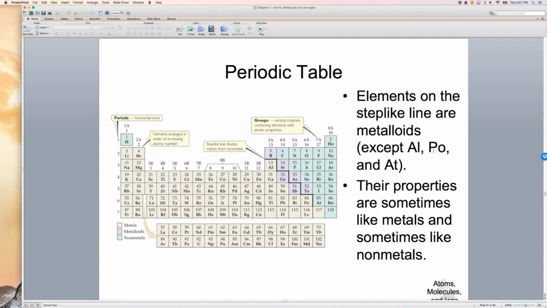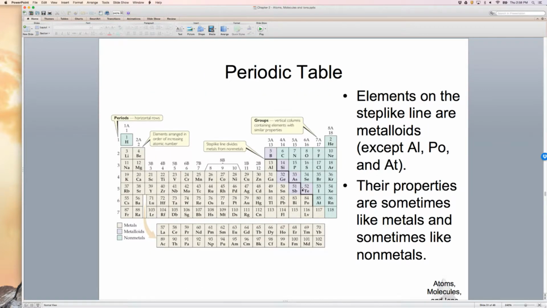except for aluminum, which is a metal, and then polonium and astatine, where polonium's a metal and astatine is a non-metal. Their properties depend on the environment they're in. They are generally somewhat conductive depending on what you use them for. That's why silicon is a great semiconductor, because it can do whatever you want it to in the environment that you put it in, whatever you mix it with and bond it with.